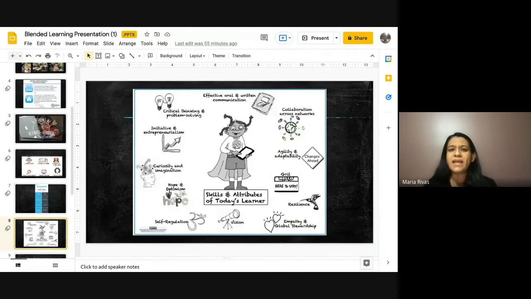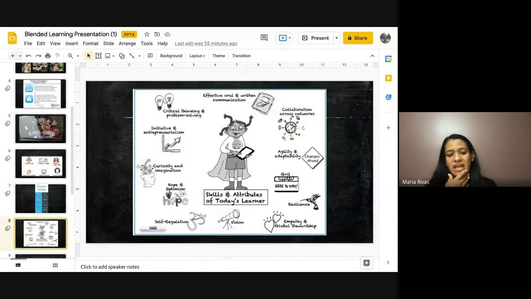So as we're looking at blended learning, we think, well, what is it that we're trying to do? Our students are moving into a totally different area of what they're expected to be as a whole child. Looking at the whole child, what are the skills and attributes that students are going to need to function in the 21st century, right now, in this century?